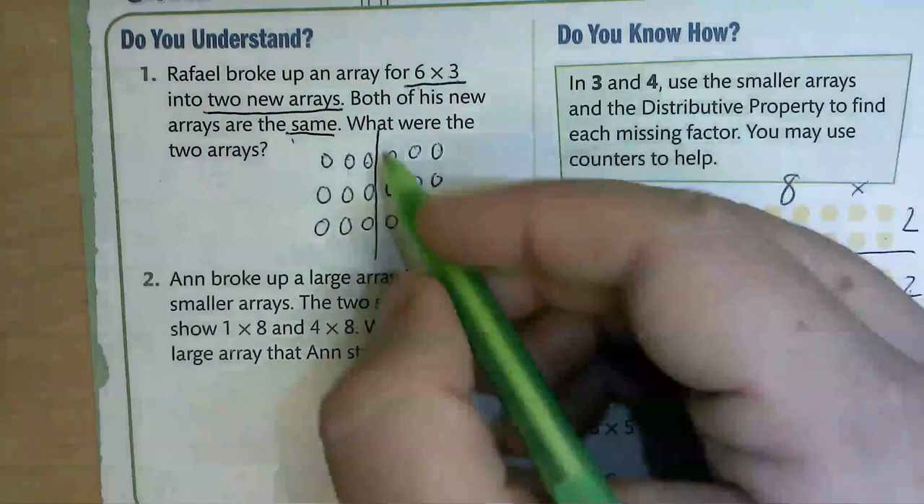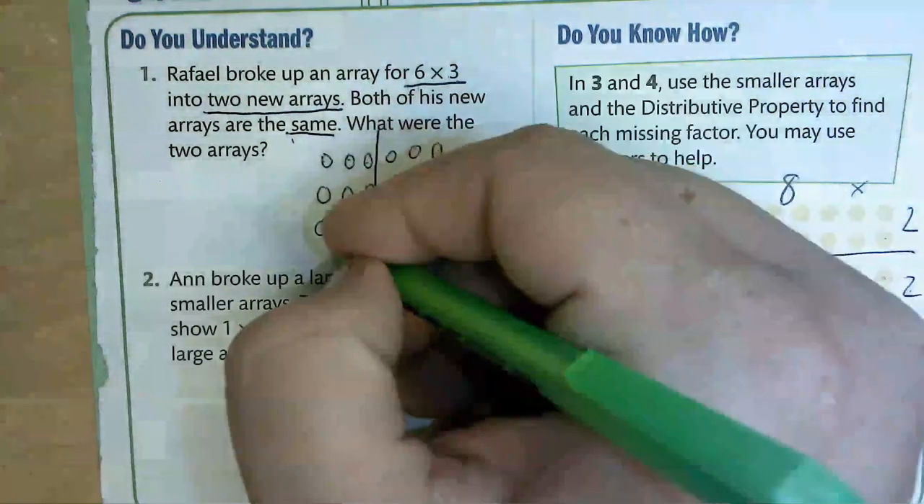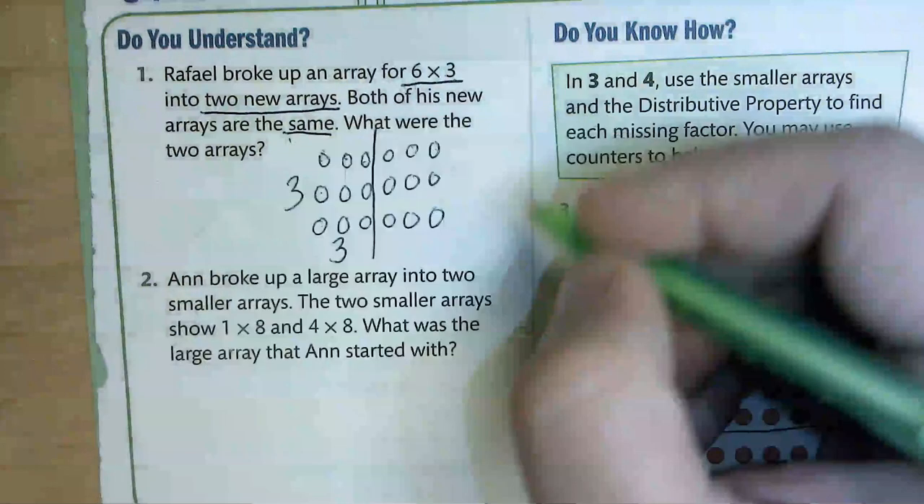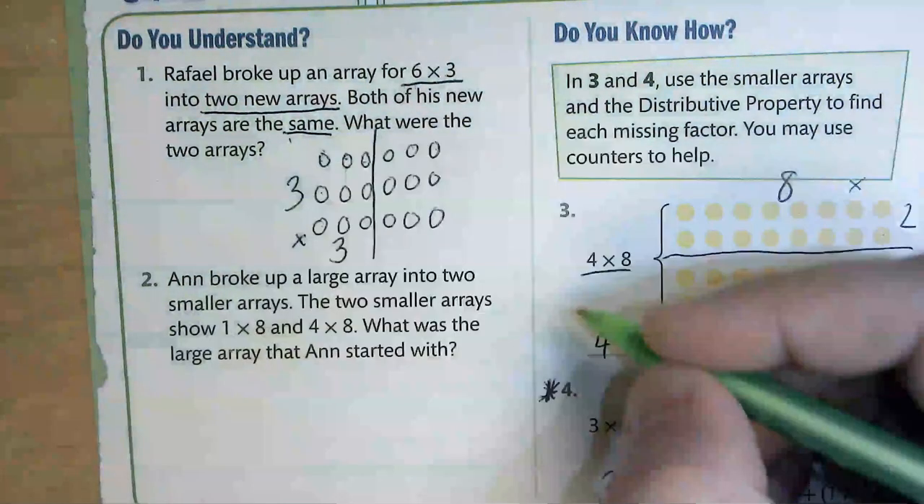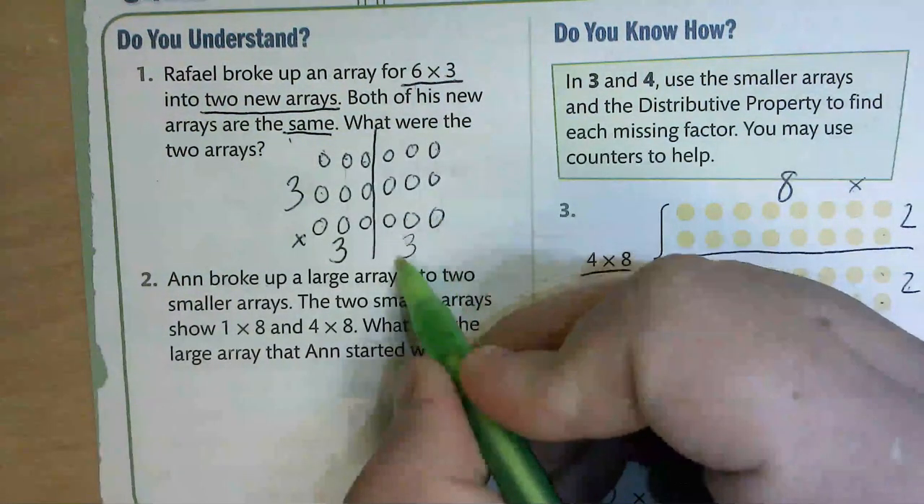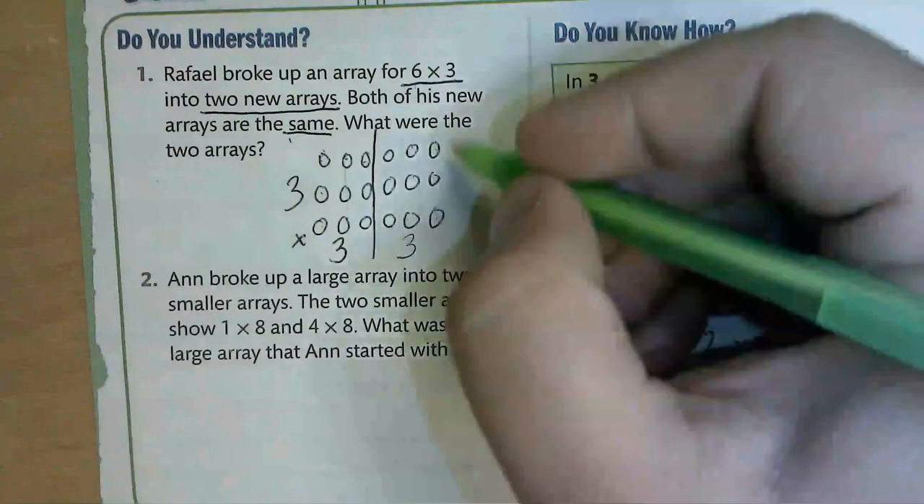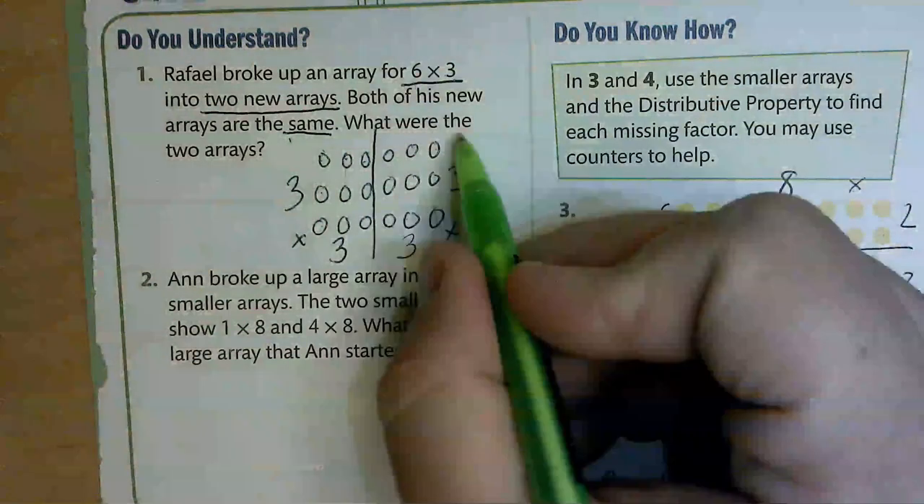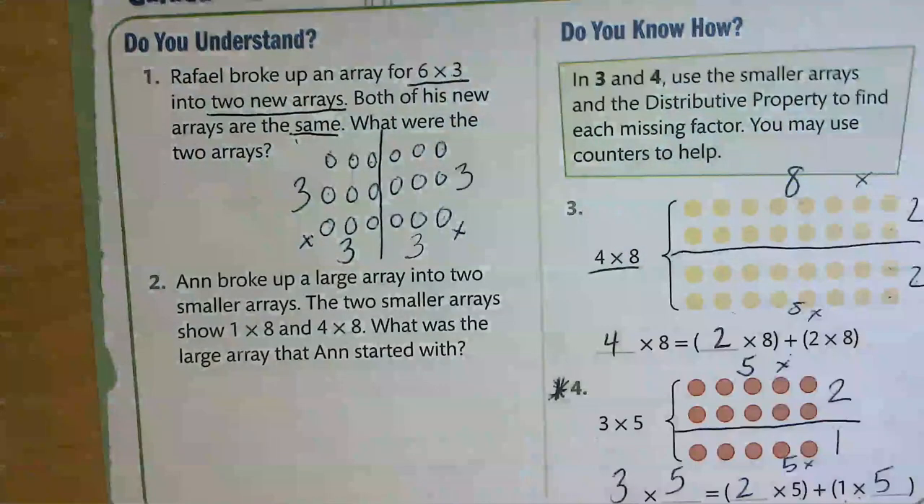What are my new arrays? Well, I've got 1, 2, 3 going across, 1, 2, 3 going up. So this is 3 times 3. 1, 2, 3 across the bottom. 1, 2, 3 going across the top. So that's 3 times 3. What were the two arrays?